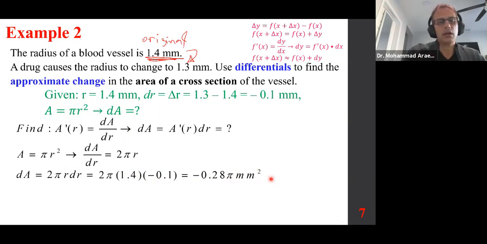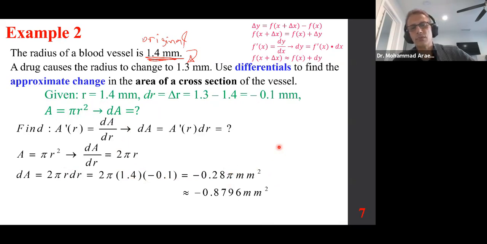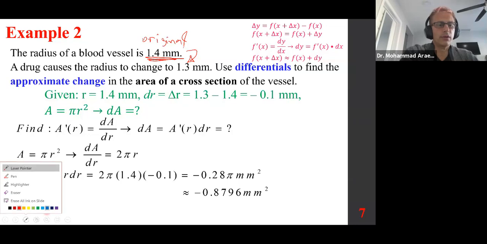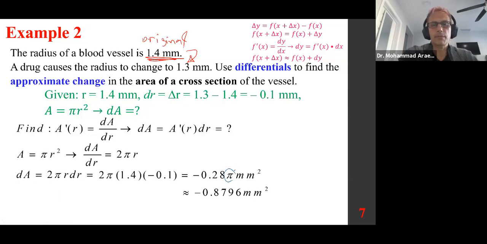Okay. And 2 times 1.4 is 2.8. With 0.1 makes it 0.28 pi. If you insist on replacing the pi with its approximation of 3.14159, whatever, you get negative 0.8796 millimeters squared.